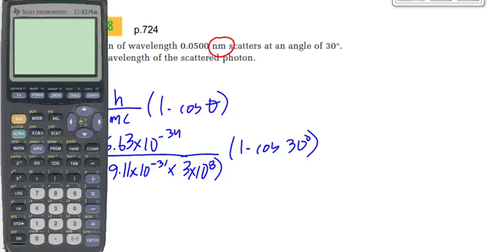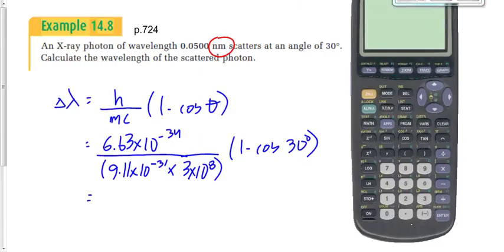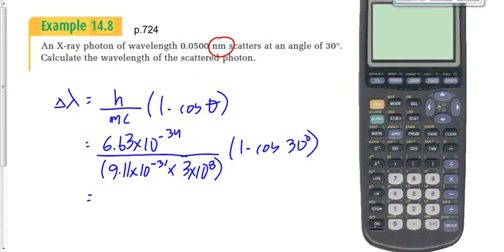Let's do this on our calculator to make sure we can all do it. It's not that hard, but say 6.63 times 10 to the minus 34, divided by, do some brackets on the bottom here, 9.11 times 10 to the minus 31 times 3 times 10 to the 8.